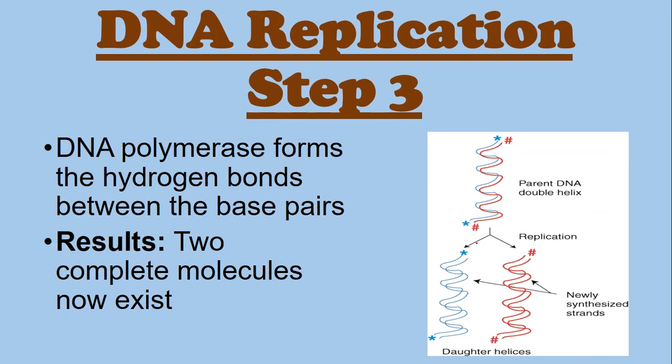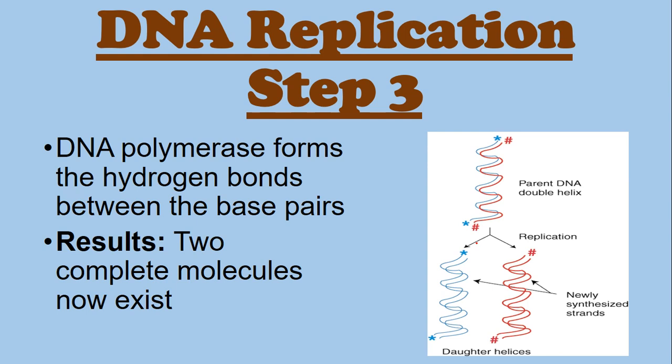Now, the third step is this enzyme called DNA polymerase comes through, and it attaches the bases together with hydrogen bonds. There's a little bit more to this about the direction it happens, about 3' to 5' and 5' to 3'. But for this instance, we're just going to cover the basics. Right now, you just need to know that after the bases match up, they are bonded with hydrogen bonds by DNA polymerase. And the end result, there's two complete molecules of DNA that now exist.